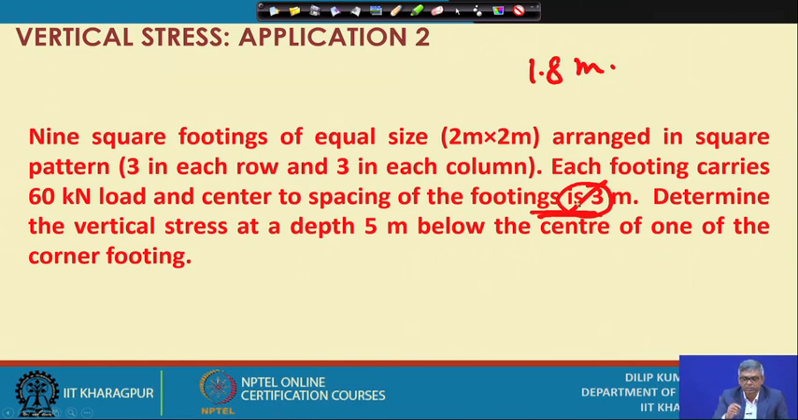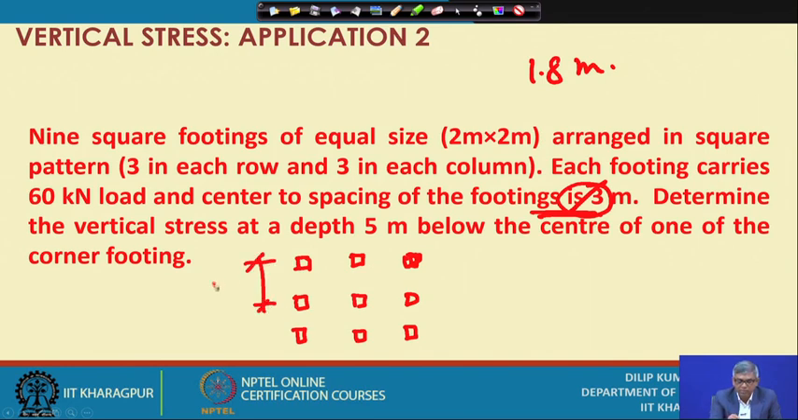Based on the description, you have 9 square footings, one is this, and this, and this. So, 9 points, 3 in each row and 3 in each column in a square pattern, and this distance, suppose, is 1.8 meter. Everywhere the center to center distance is 1.8 meter, and each footing carries a load of 60 kilonewton. So, I have to determine the vertical stress at a depth 5 meter below the center of one of the corner footings.